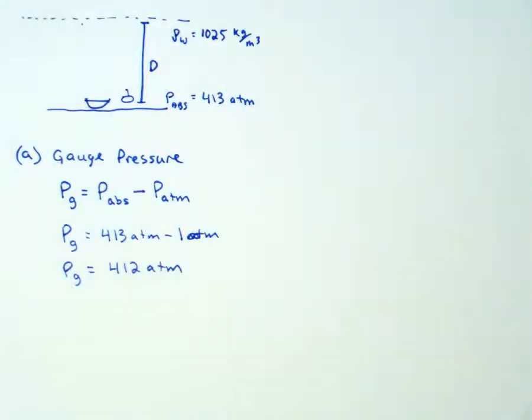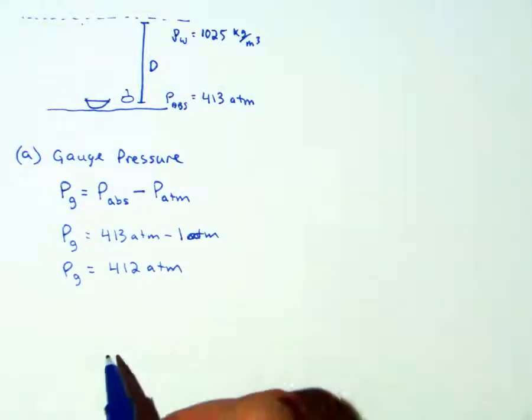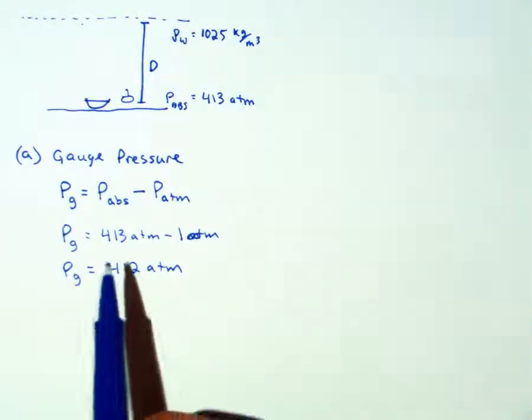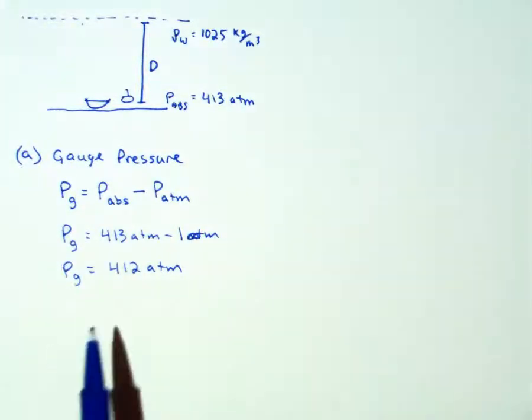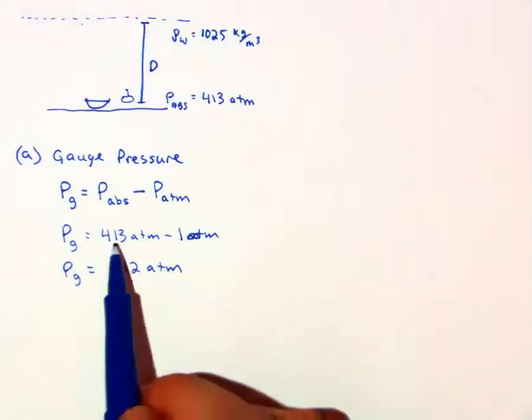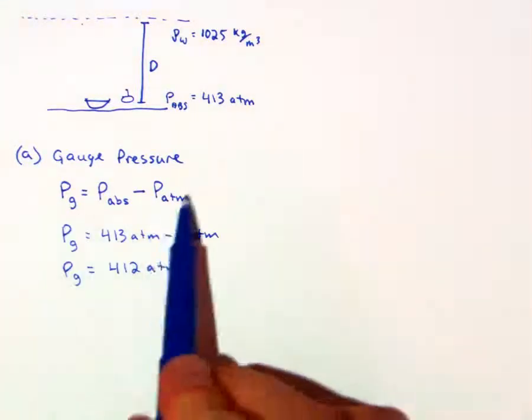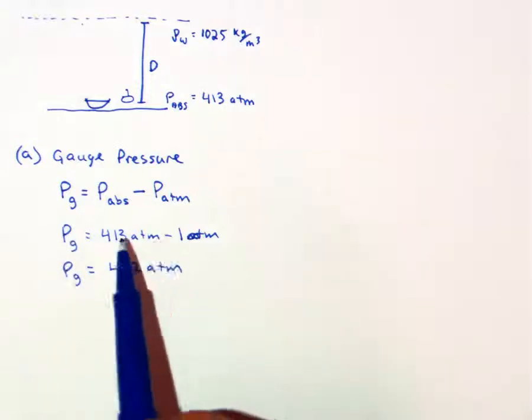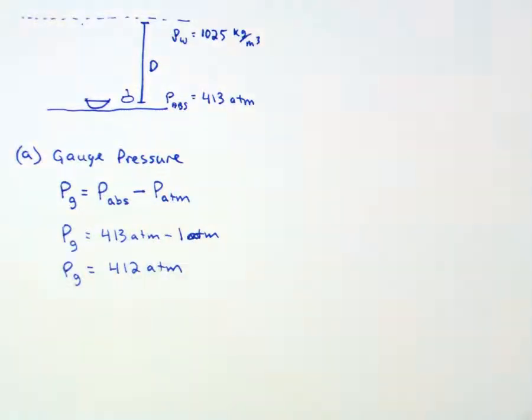And it's important to notice that this is a very simple calculation, but on the AP, this is a 2-point part of the question, and AP would only give you 1 point if all you put was 412 atmospheres. You need to show 413 minus 1, you need to show this definition, something that shows that you subtracted 1 from 413 to get 412. You can't just put the answer with no work.